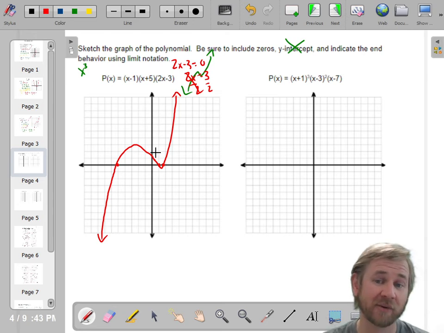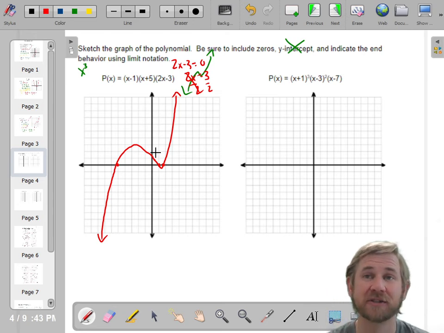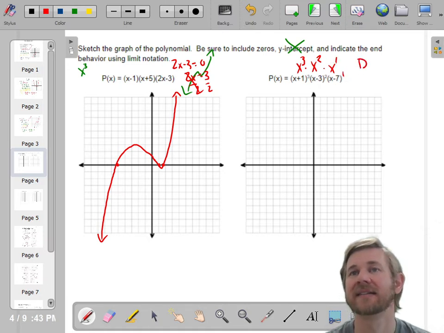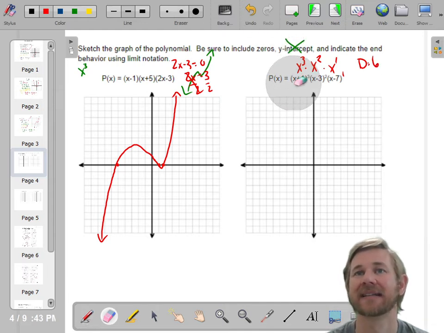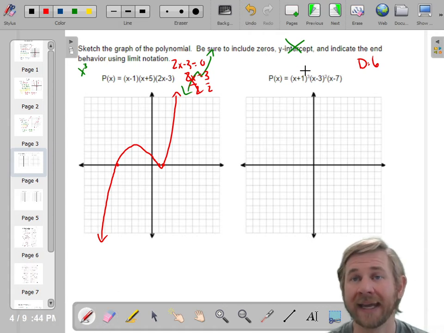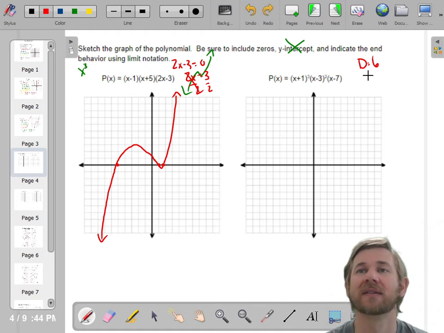So let's try another one, and again, you have to pay attention to the degree. This is an x cubed, this is an x squared, and this is an x. I'm just looking at their exponents. If you add their exponents, 3 plus 2 plus 1 is 6. This is degree 6. So if it's degree 6, that means it's going to be an even degree, and since these are all positive ones in the front of the x's, positive even is going to look like a W.